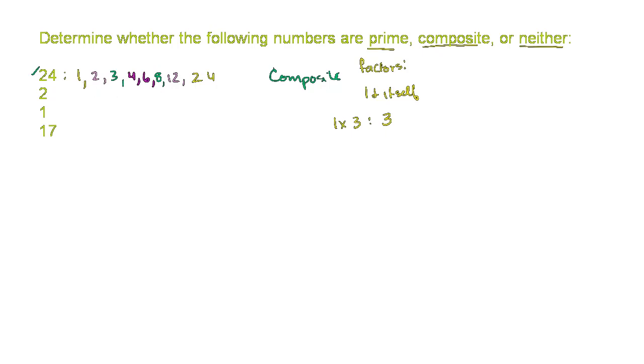Now let's think about 2. Well, the non-zero whole numbers that are divisible into 2: 1 times 2 definitely works, 1 and 2. But there really aren't any others that are divisible into 2. And so it only has two factors, 1 and itself. And that's the definition of a prime number. So 2 is prime. And 2 is interesting because it is the only even prime number.